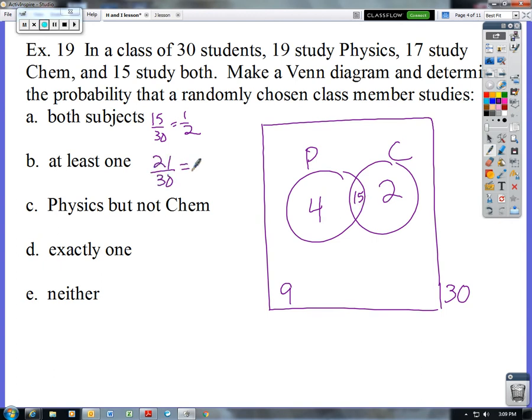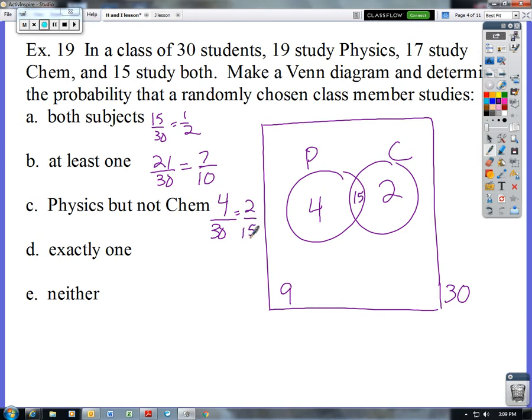That reduces to divide by 7. So 3, 10. Or no, it doesn't divide by 7. What am I thinking? I divide by 3. Divide by 3, you get 7 over 10. Physics but not chemistry. So those are the people here, the 4 people. There's only 4 people that study physics but not chem. 4 out of 30, and we can reduce our fraction. Divide by 2 is 2/15.